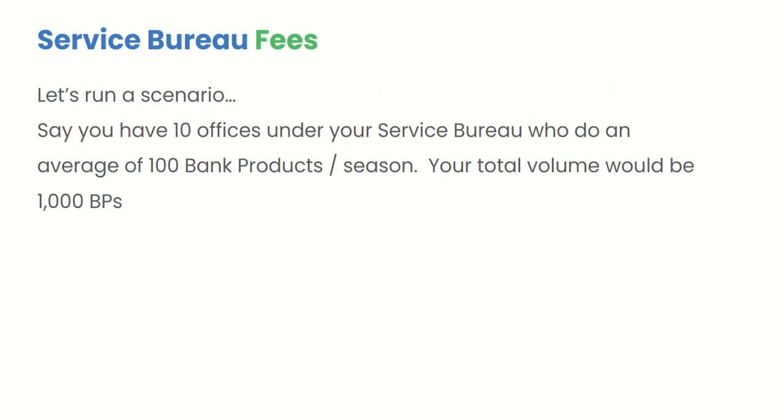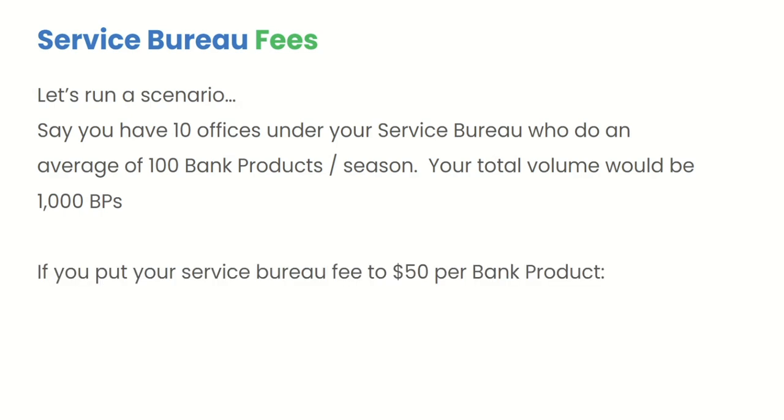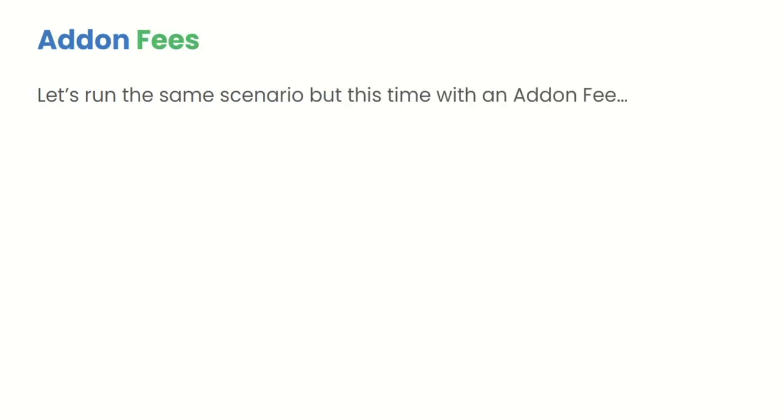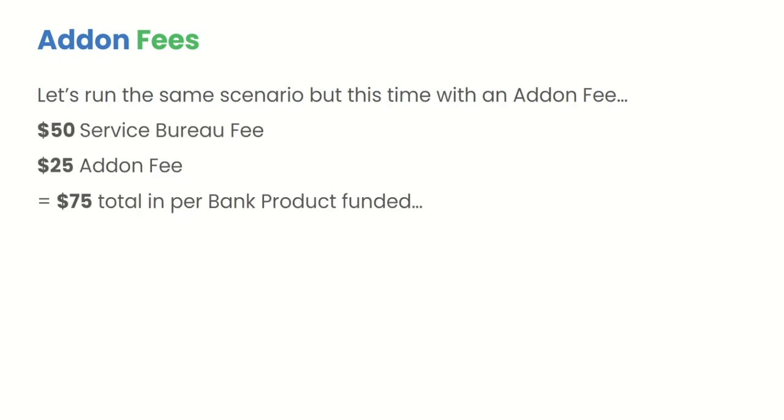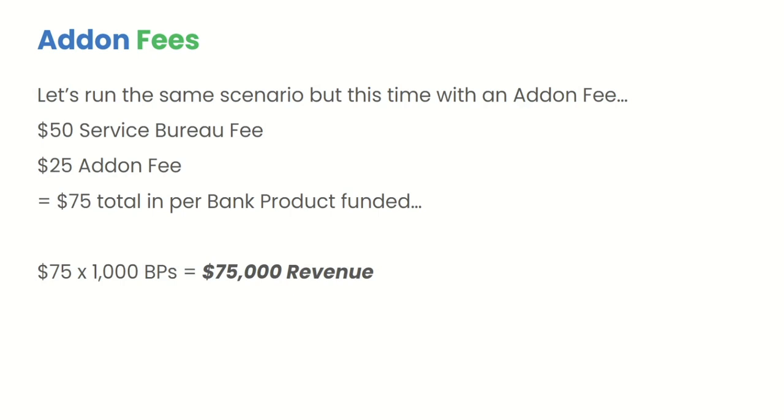And I want to run a couple of scenarios here just to really paint the picture for you guys. Say you have 10 offices under your service bureau who do an average of 100 bank products a season. Your total volume, 10 offices times 100 bank products a season, would be 1,000 bank products. If you put your service bureau fee at $50 per bank product, you would get $50 times 1,000 bank products, $50,000 revenue. Not bad. Now let's run the same scenario, but let's say we put an add-on fee as well. So we have a $50 service bureau fee and a $25 add-on fee, which equals $75 in total per bank product funded that goes to your service bureau. So now $75 times those 1,000 bank products is $75,000 revenue.